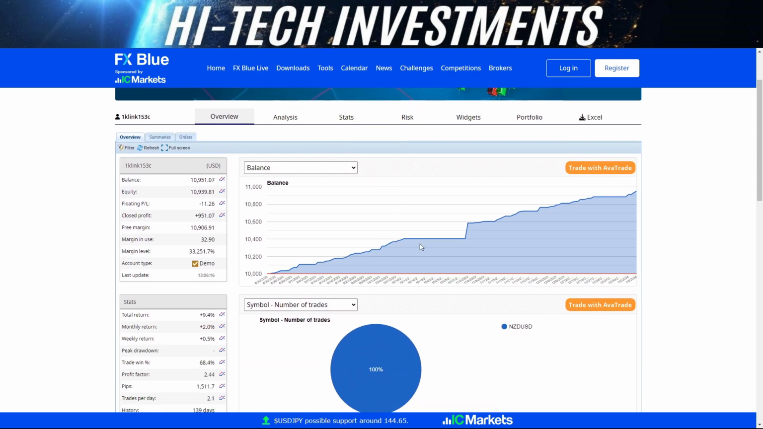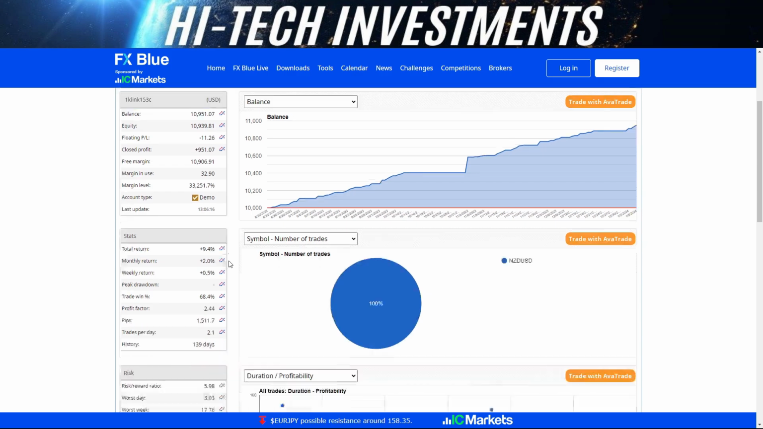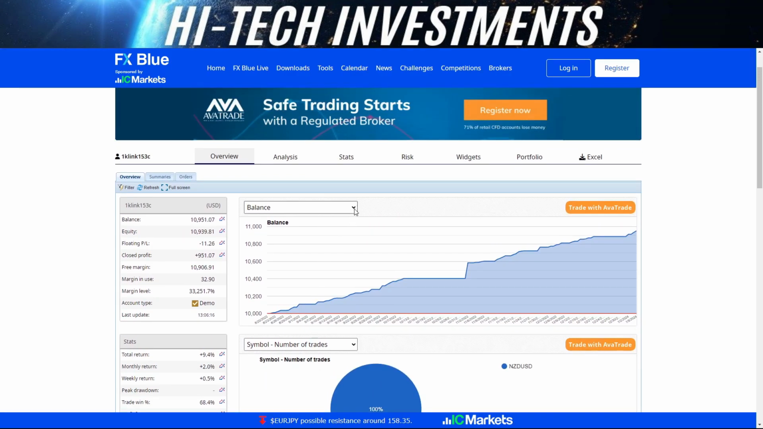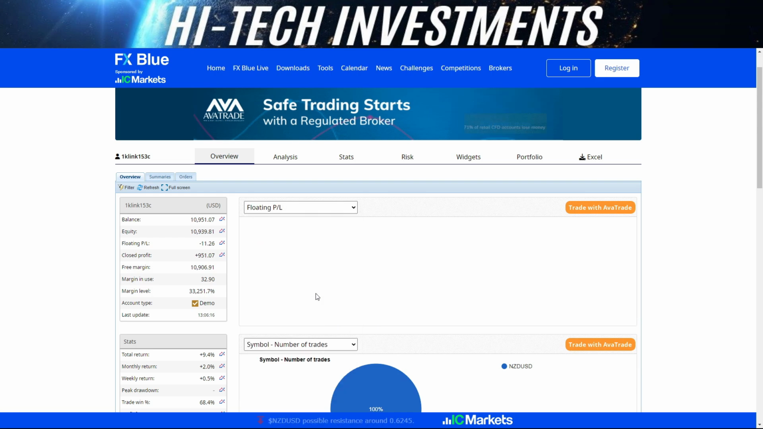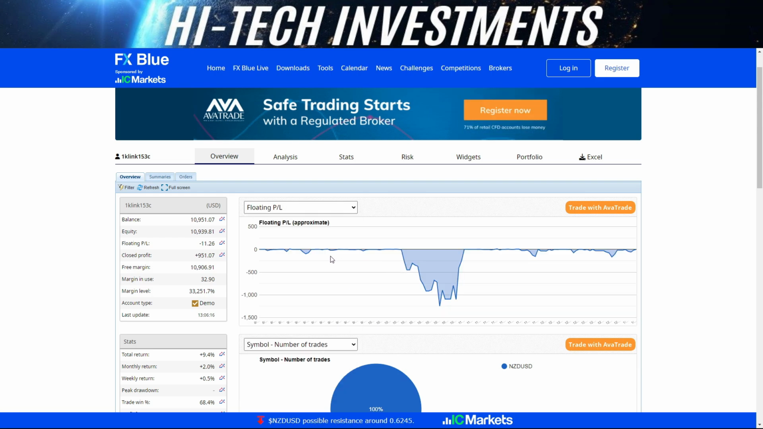The next one, New Zealand USD. Oh, that one also has a long drawdown here. That again also looks to be doing quite well. Also made almost $1,000 already here. Total return 9.4, monthly returns 2.0, weekly returns 0.5 in here. And let's have a look at the drawdown, the floating profit. What do we get? We have one.